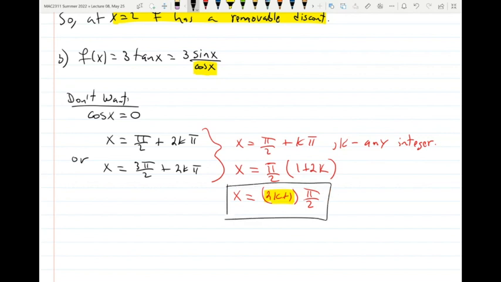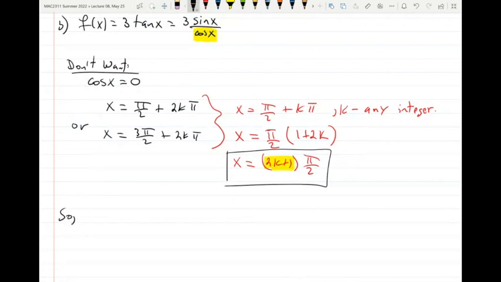So that's the solution. That's what makes cosine of x equal to 0. So the domain is everything except those values. Okay? I want you to understand that this means pi over 2, 3 pi over 2, 5 pi over 2, 7 pi over 2, etc. And then also on the negative side, negative pi over 2, negative 3 pi over 2, etc. Okay? There's an odd number in front of the pi. It could be positive or negative.